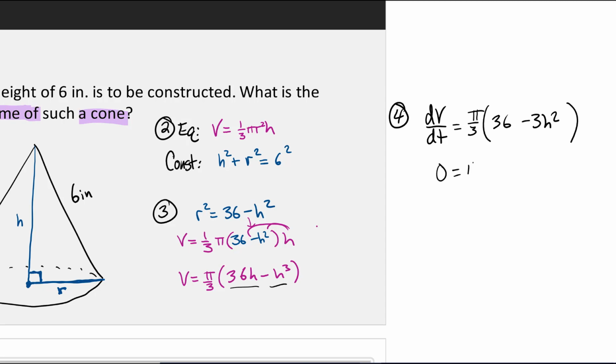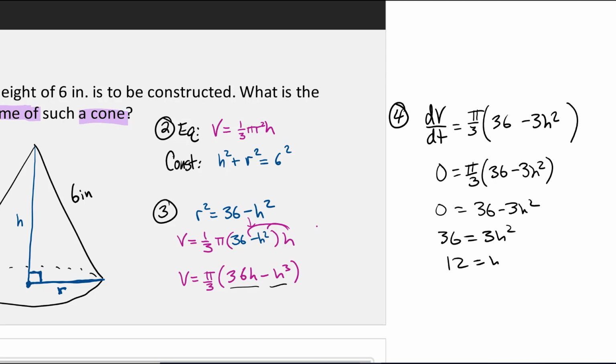That's right. So look at that pi over 3. That absolutely means nothing to our problem because we're about to divide that out. So now we have that 0 is equal to 36 minus 3h squared. Let's just run through this algebra real quick. Doing a little something like this. Hit it, and we're going to find out that we have the square root of 12 is equal to h.